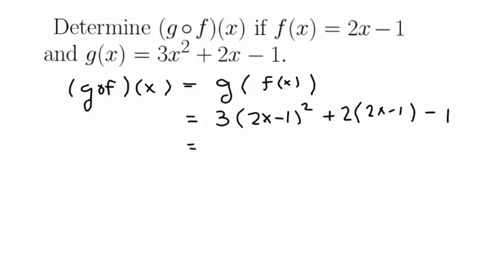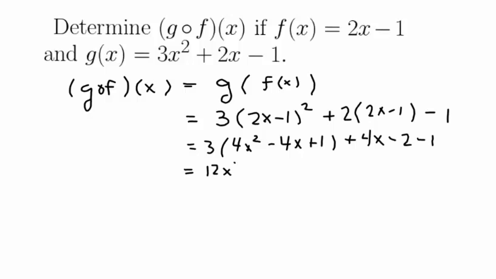So let's go ahead and distribute through our brackets here. We're going to get 3 times... if we take 2x minus 1 and square it, we should get 4x squared minus 4x plus 1. And I'm going to expand through the brackets here to get 4x minus 2. And I need one more distribution here with the 3, so we should get 12x squared minus 12x plus 3.